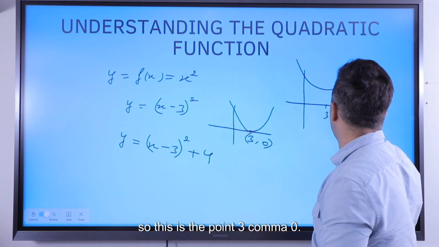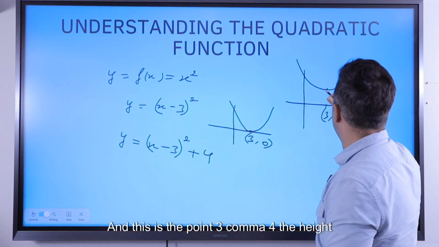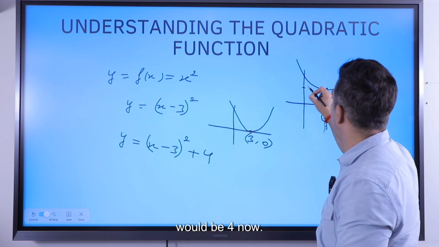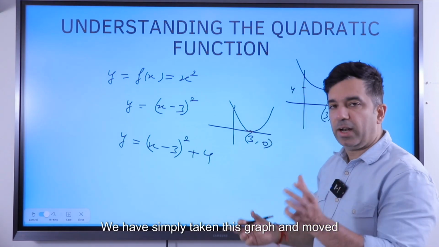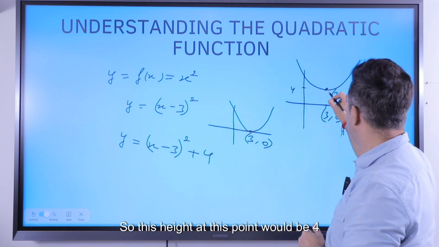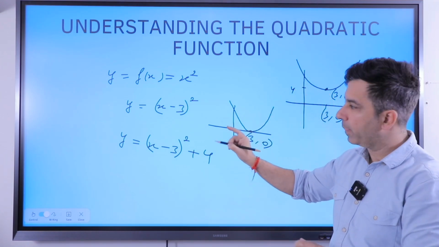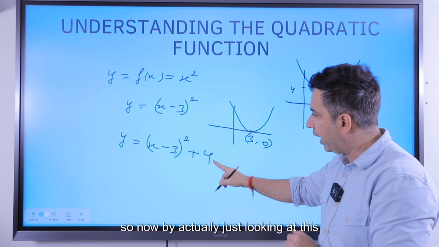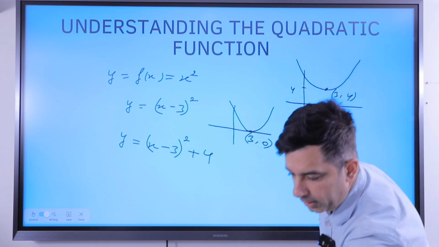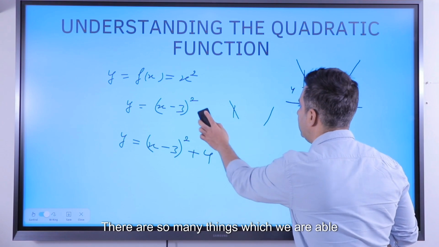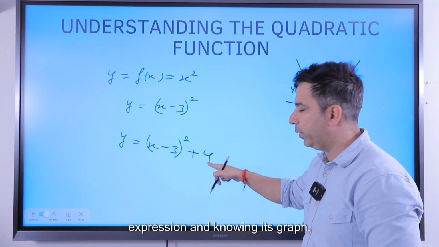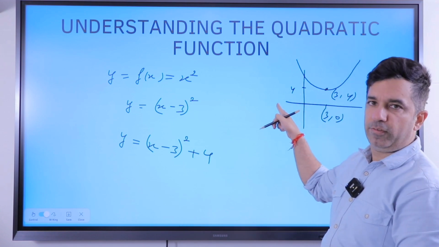So this is the point (3, 0), and this is the point (3, 4). The height would be 4 now. We have simply taken this graph and moved it upwards by a distance 4, so the height at this point would be 4. Now, by just looking at this graph, there are so many things which we are able to interpret after just looking at this expression and knowing its graph.